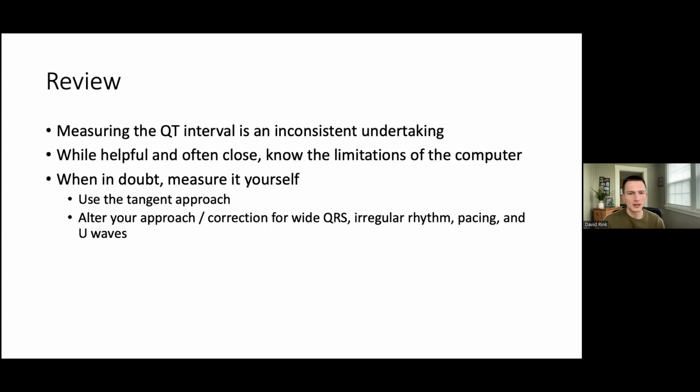All right, another spot to review here. So measuring the QT interval is clearly inconsistent and challenging. The computer can be helpful. There are a number of different computer algorithms. None has been shown to be universally accurate, though. So I think it's always important that when in doubt, you measure it yourself. You should use the tangent approach to calculate the end of the T wave, and then you should alter your approach accordingly based on wide QRSs, irregular rhythms, pacing, and U waves.